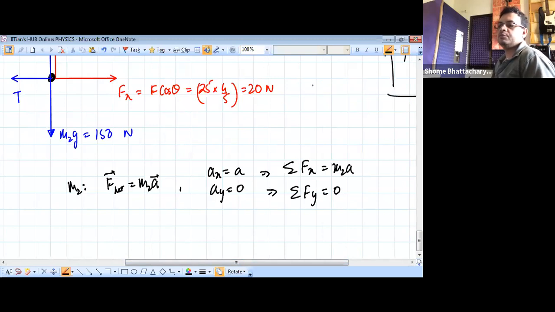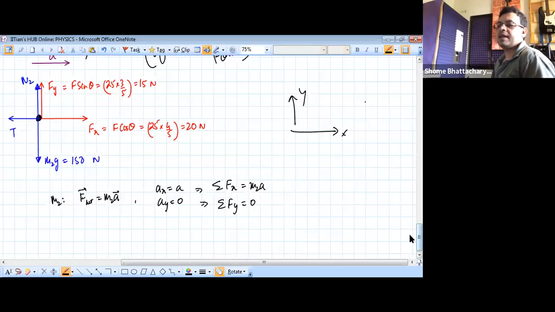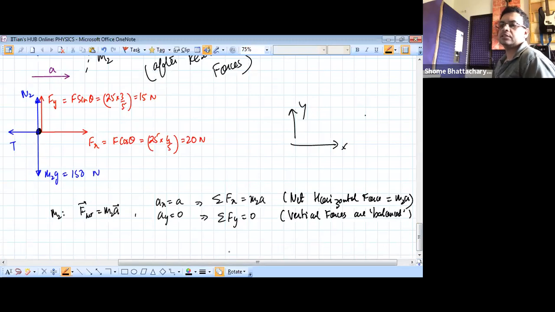If you look at the situation of M2, this is what is happening. It's accelerating horizontally with a, you can see. Because it's accelerating horizontally, that means the vertical forces are balanced and the net horizontal force equals mass into acceleration. The vertical forces are balancing each other because there's no vertical acceleration. The normal reaction is playing that role. It is self-adjusting to whatever is required. So let's implement this equation.